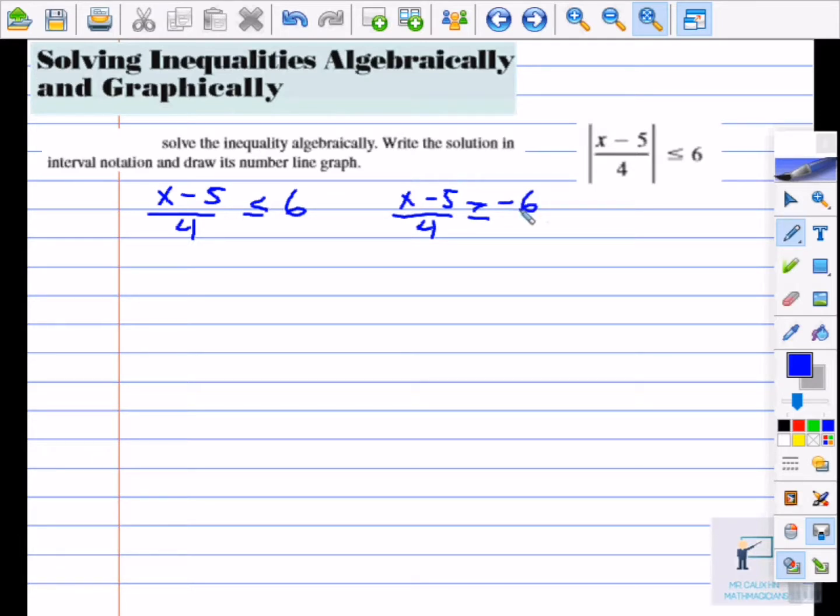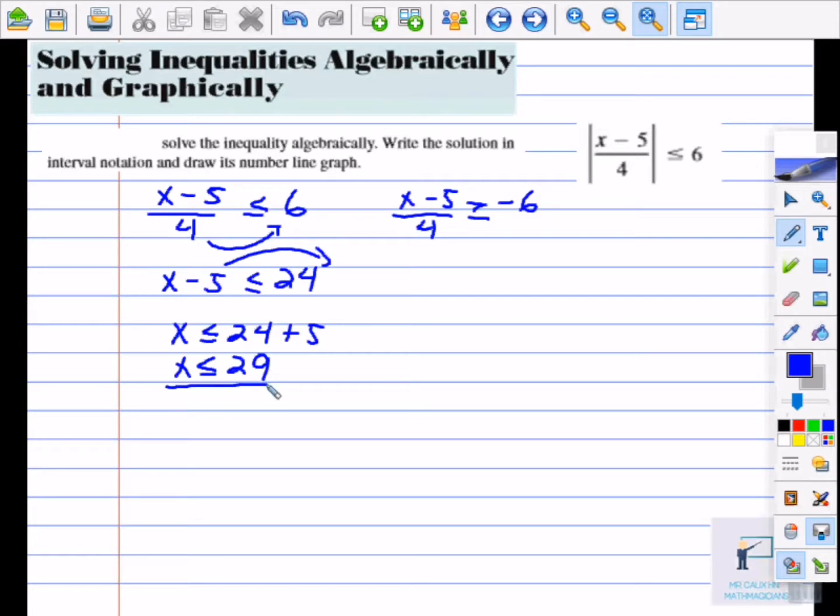The way that you solve it is like the way that you solve an equation. We send the 4 to the other side as a multiplication. 4 times 6 is 24. x minus 5 is less or equal than 24. And then we send the 5 to the other side as an addition. We will have x is less or equal than 24 plus 5. You solve this: x is less or equal than 29. Okay, we have our first answer.